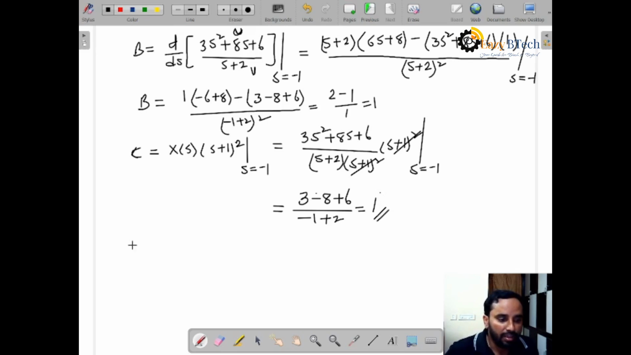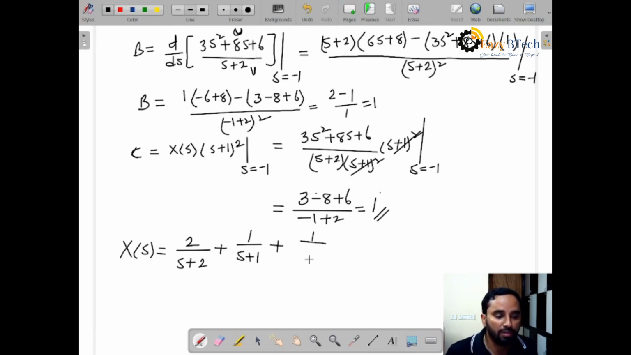So finally, x of s is becoming, we are going to substitute the partial fraction values: 2 by (s plus 2), 1 by (s plus 1), b value is also 1, c value also 1, 1 by (s plus 1) whole square. Now we apply inverse Laplace so that we can get the answer.